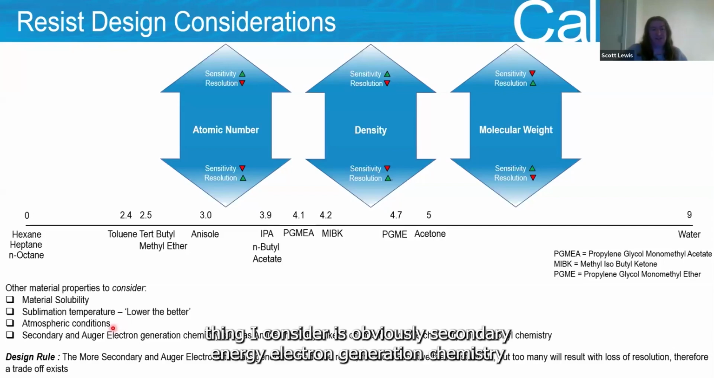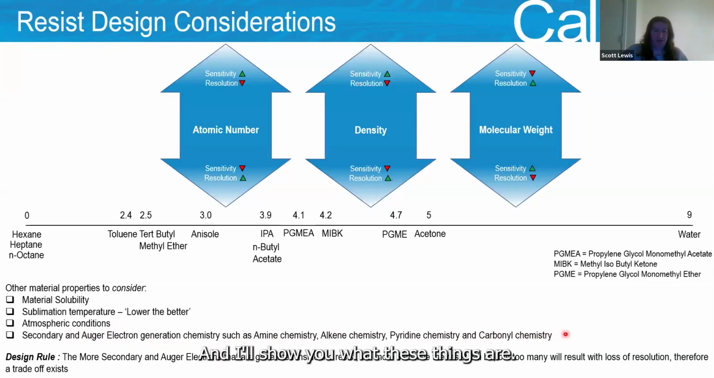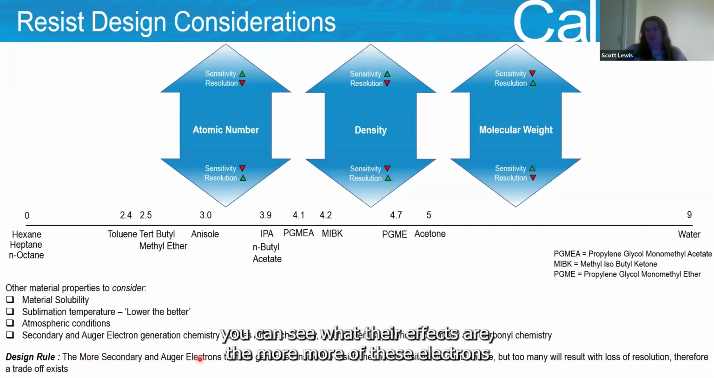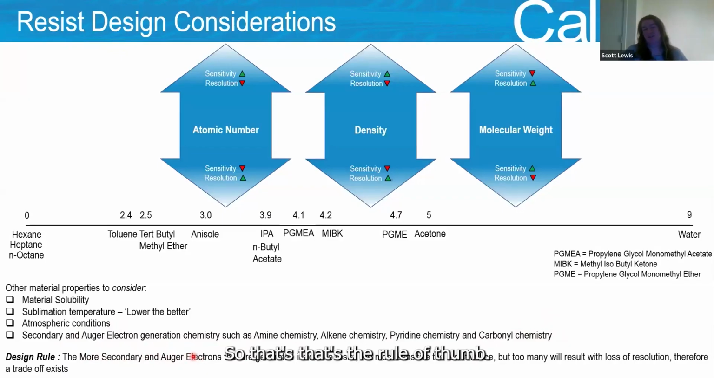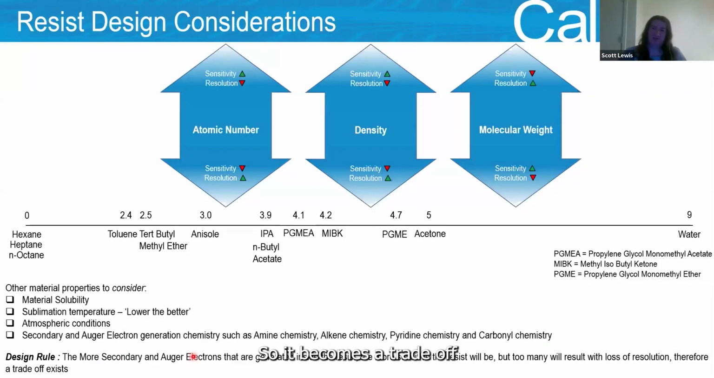And then the other thing I consider is obviously secondary and OJ electron generation chemistry, such as amines, alkenes, pyridines, and carbonyl chemistry. We'll discuss that in a minute, and I'll show you what these things are. So one of the design rules is, the more secondary electrons you generate, the more sensitive it's going to be. So that's the rule of thumb. Problem is, if you generate too many, your pattern fidelity just drops off. So it becomes a trade-off.